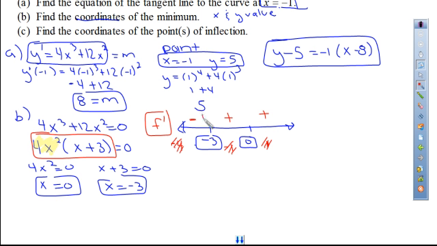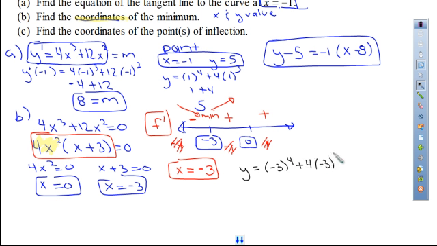So I have a minimum value. My x value for a minimum is -3 because I'm going from decreasing to increasing. So that is my x value. But because it's asking for the coordinates, I need to find the y value. So the way I find the y value is I have to substitute that into my original equation and find my y value.